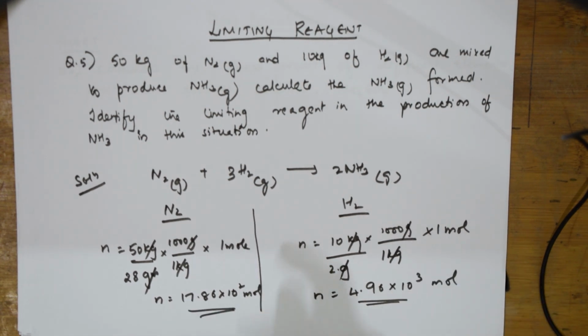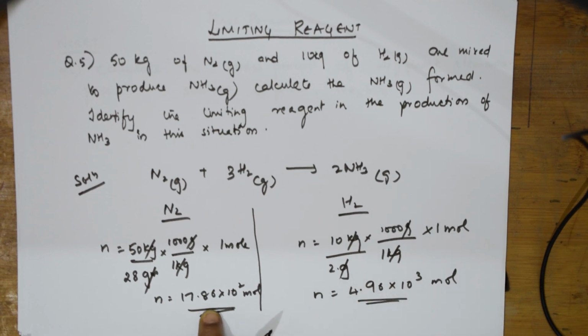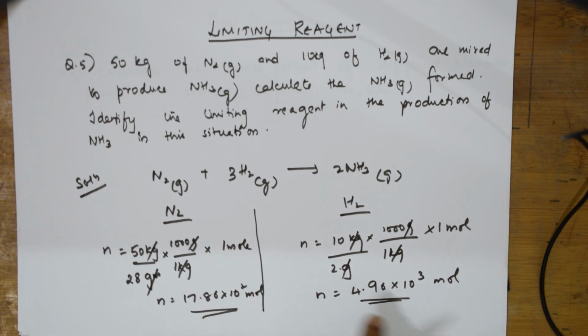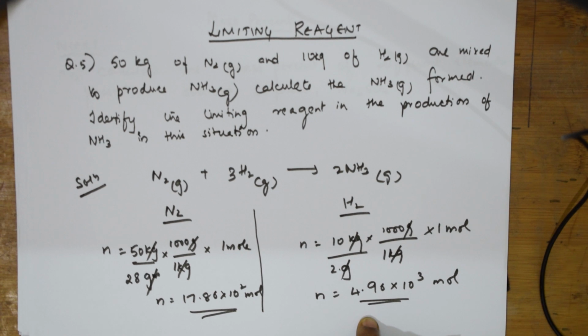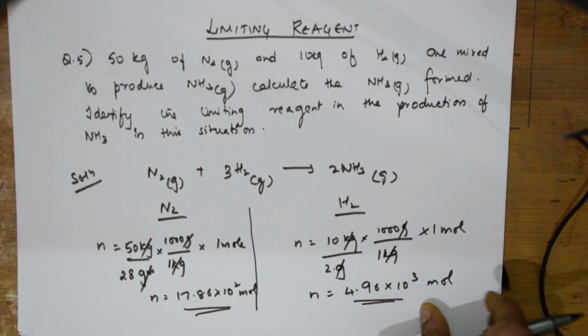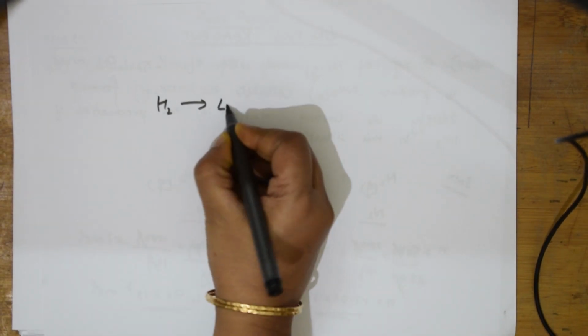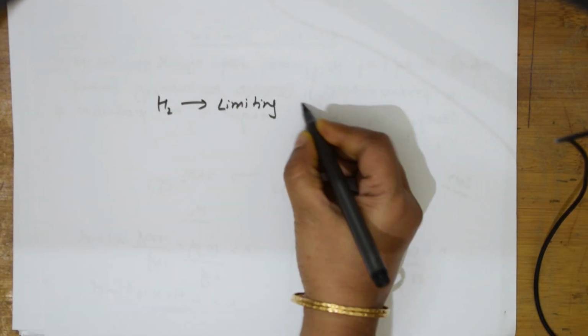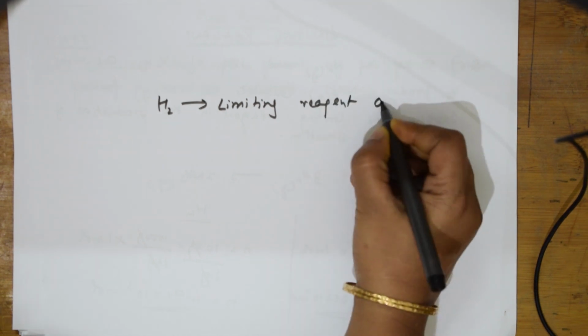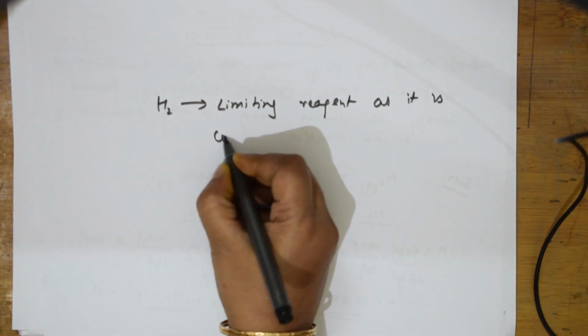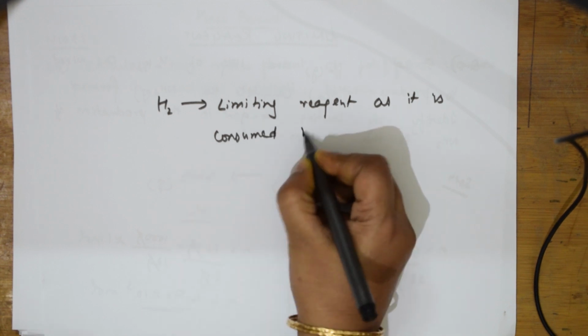Now when I compare both the answers, see which is more consumed here. 4.96 is more consumed, right? Hydrogen is more consumed. This 17.86 of nitrogen is left out, but here hydrogen is consumed more, 4.96. So what will be the limiting reagent here? So hydrogen is the limiting reagent. Let us write that. Hydrogen is the limiting reagent. Why? It is consumed more. Limiting reagent as it is consumed more.